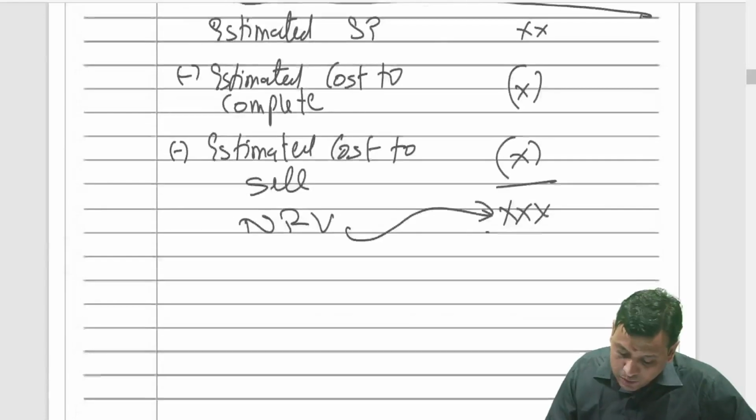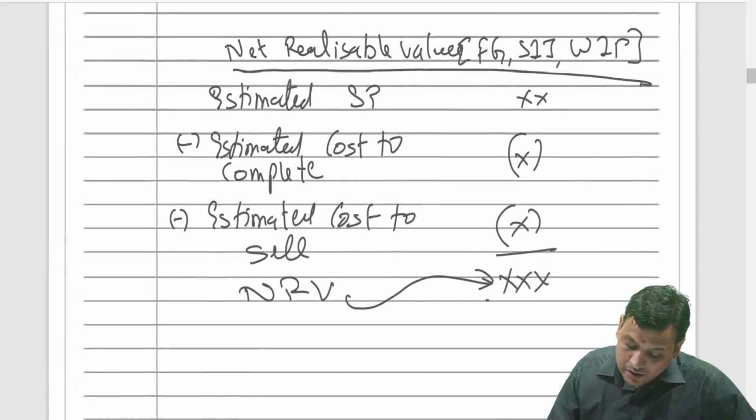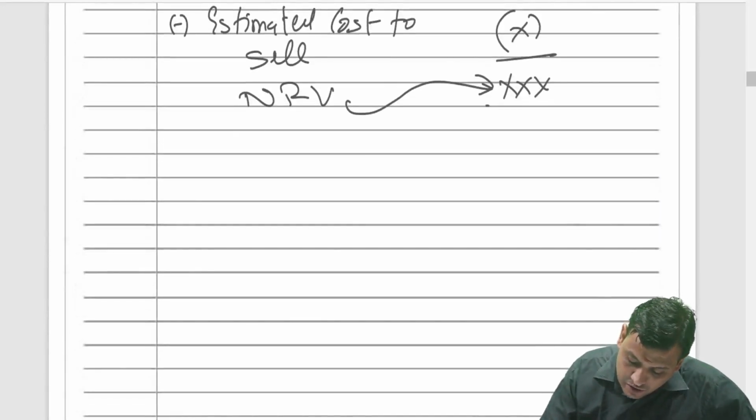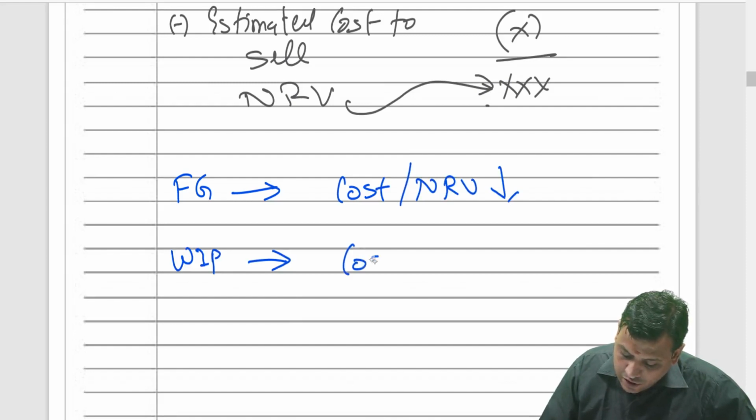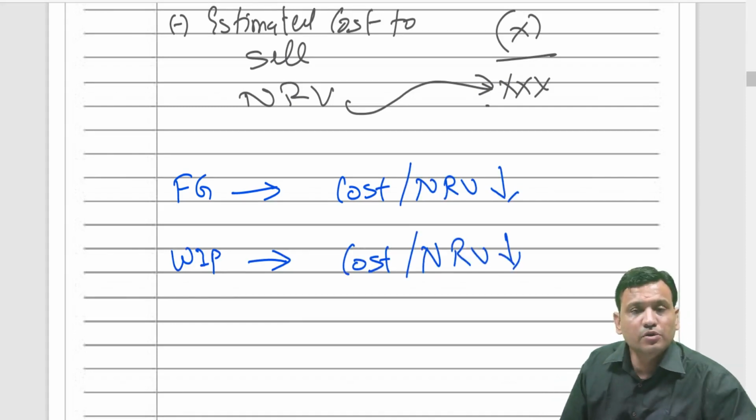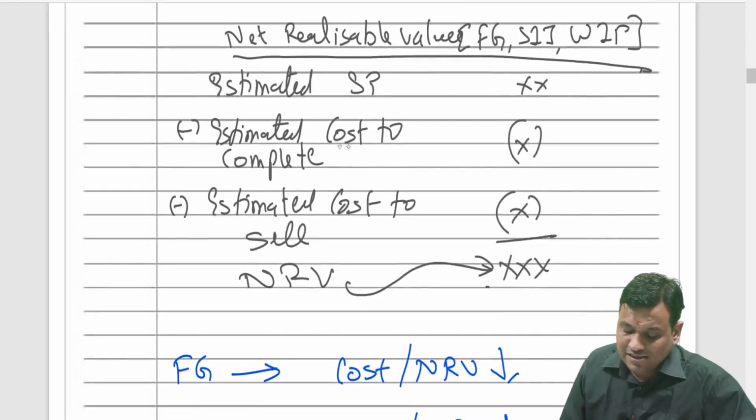Clear, my friends? Now, understand this point: as far as valuation principle is concerned, finished goods should always be valued at lower of cost or NRV. WIP will also be valued at lower of cost or NRV. Now, how to find the NRV of WIP? This is what we know: estimated cost to complete. So we are going to complete the goods, and only then will we get this much amount.